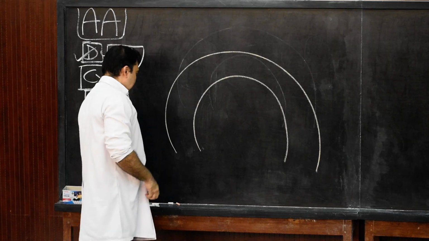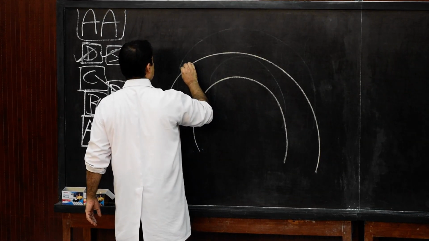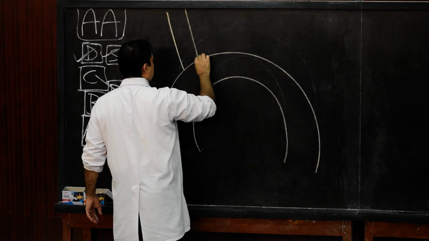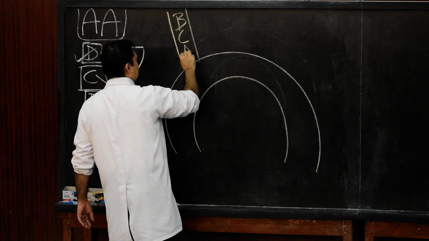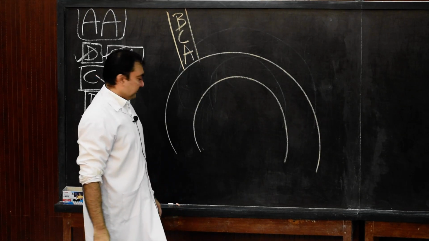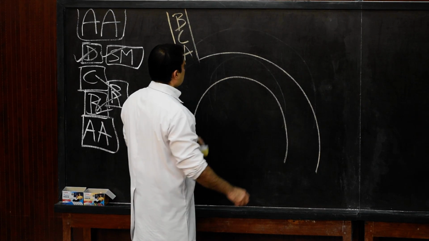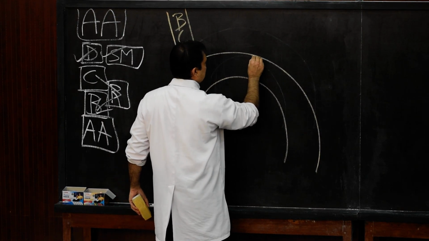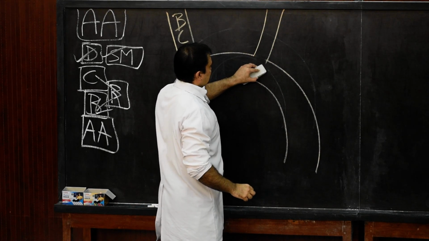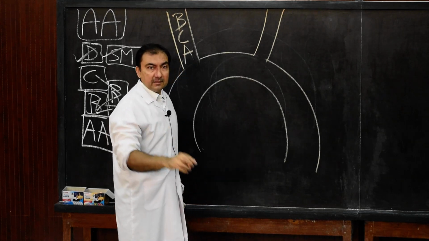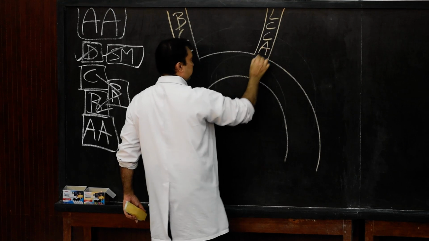Now superiorly, we draw the three branches straight away. Number one, this will be the brachiocephalic artery or brachiocephalic trunk. So therefore, this will be the brachiocephalic. Then over here, we shall draw this as the left common carotid artery. So this one will be left common carotid artery.